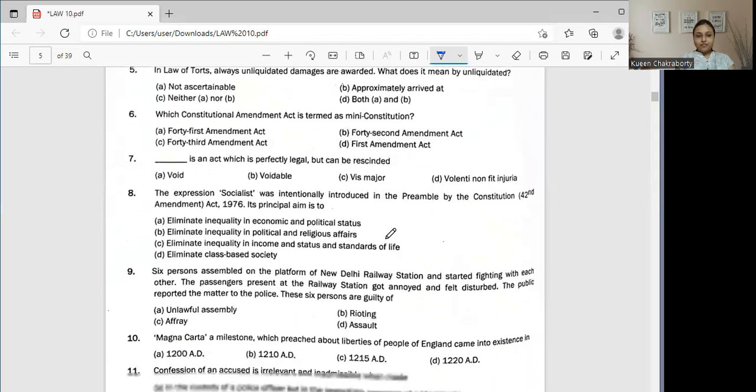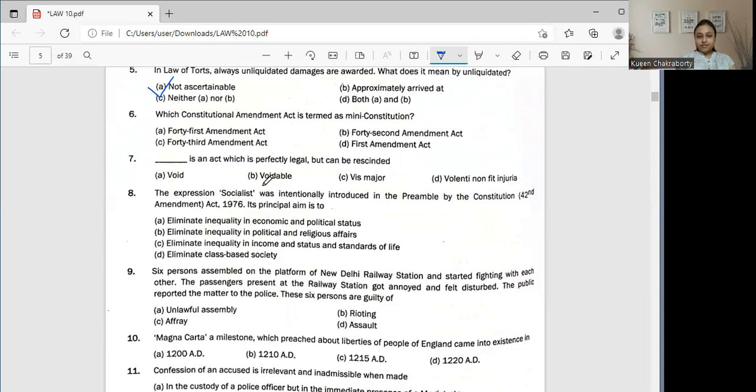Moving to question number 5. In law of torts, unliquidated damages are always awarded. What does unliquidated mean? Option A, non-ascertainable. Option B, approximately arrived at. Option C, neither A nor B. Or option D, A and B both. It's definitely option A, non-ascertainable. So in the law of torts, unliquidated damages are always awarded, and unliquidated means non-ascertainable.